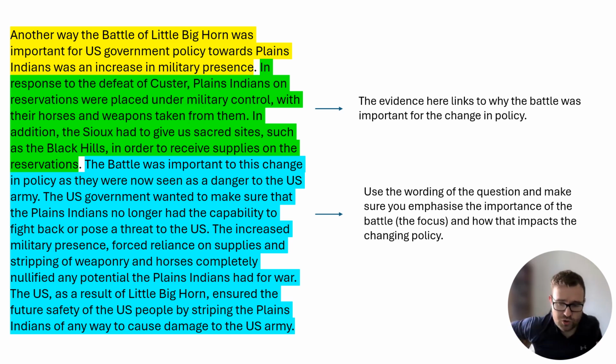So there you have it. Follow those structures, guys. Remember what you need for each question, and you'll be absolutely fine. Remember, after everything, revision is key.